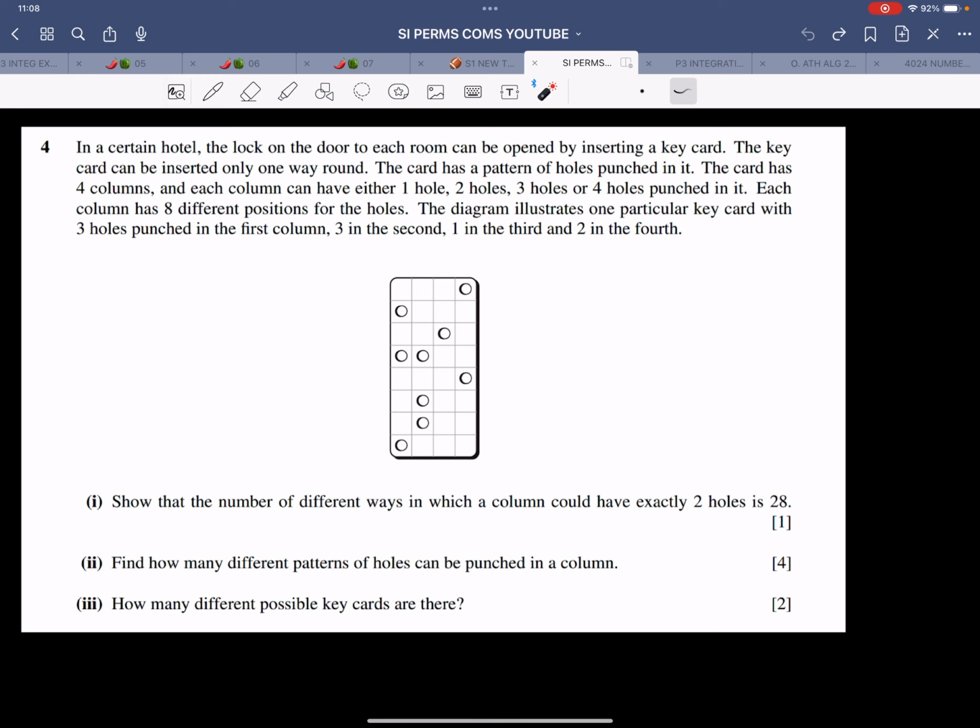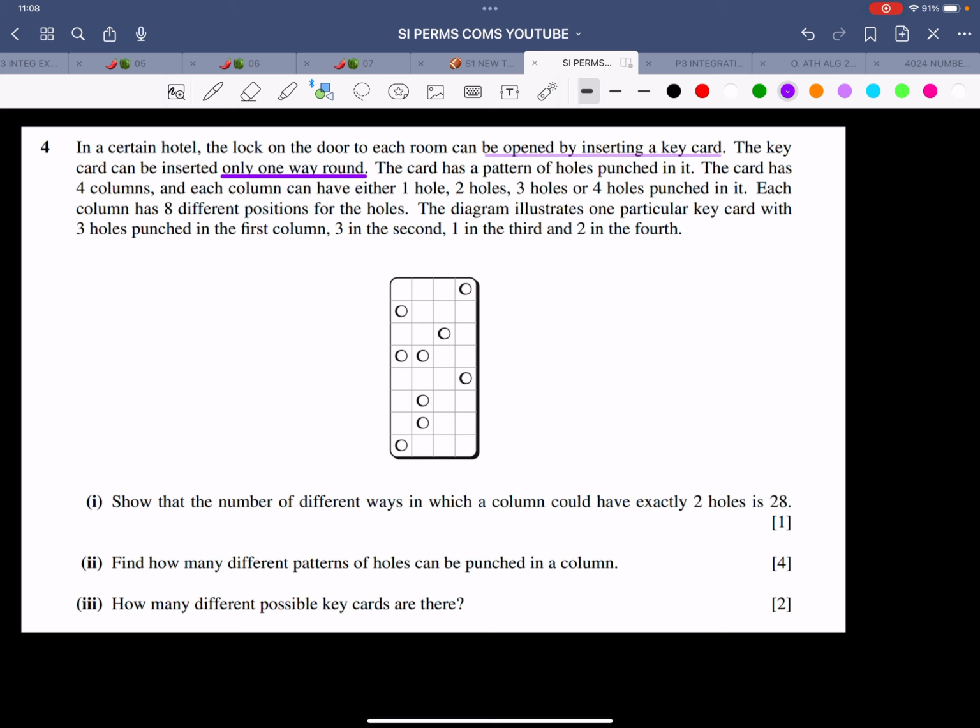Now this question is about a hotel key. Let's read the question, and at the same time I'll be underlining it a bit. Now the question says, in a certain hotel, the lock on the door to each room can be opened by inserting a key card. That is the first thing. And now the next thing is, the key card can be inserted only one way round. Why does it say so? We will study it later.